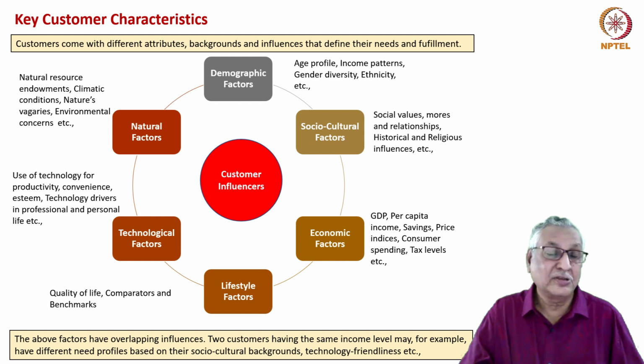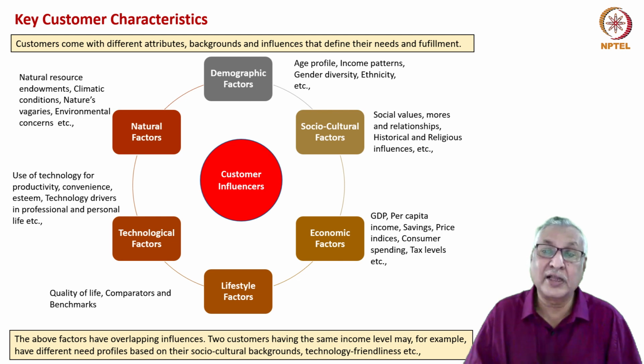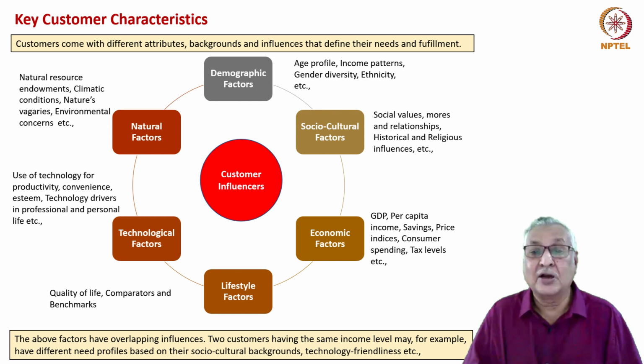So we have needs, we have customers. So can we have a play on the customer characteristics? Customers come with different attributes, backgrounds, and influences, and they define the needs and fulfillments. The demographic factors, that is, the age profile, income patterns, gender diversity, ethnicity, etc., define one type of need. Socio-cultural factors, that is, social values, modes, and relationships, and religious influences, define the other type of need. Economic factors such as GDP, per capita income, savings, price indices, consumer spending, tax levels, etc., define the third aspect of need.